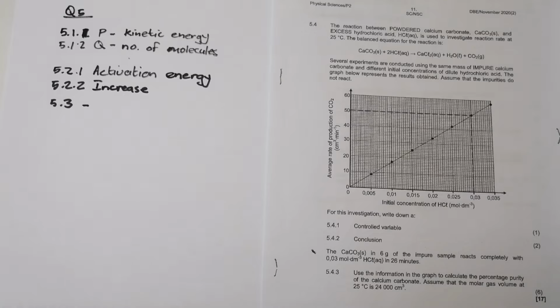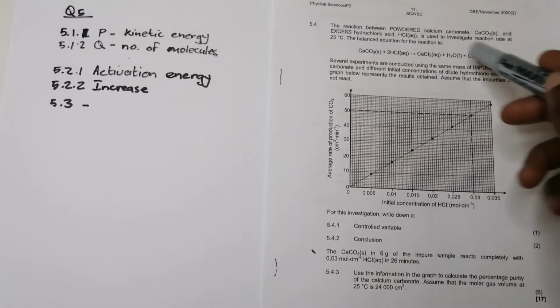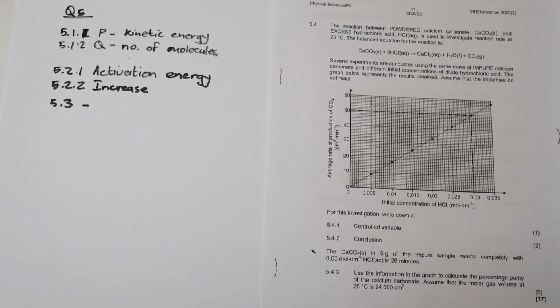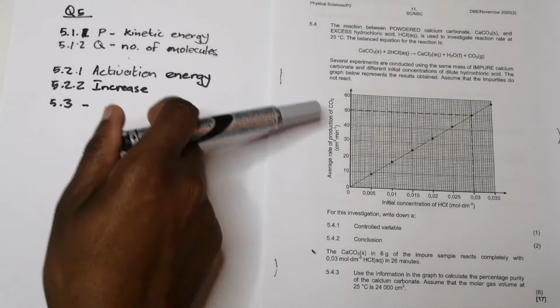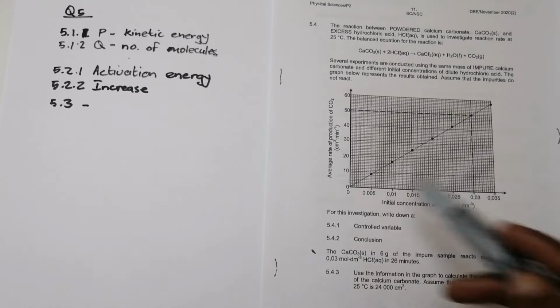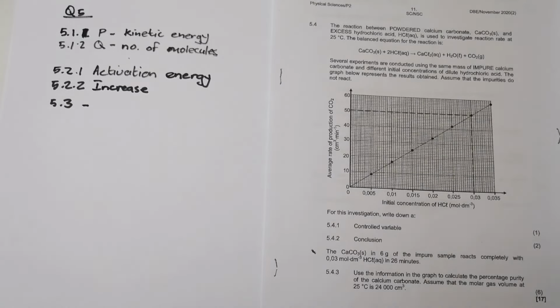They say the graph below represents the results obtained. Assume that the impurities do not react. Of course, we'll assume that the only thing that produces that carbon dioxide would be the pure calcium carbonate. It only makes sense, right? So this is the average rate of production of carbon dioxide. They show us those points there. I'm sure we're going to use them later. Now let's answer the questions.